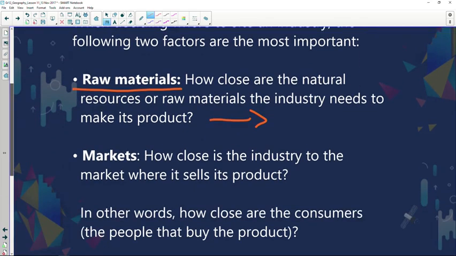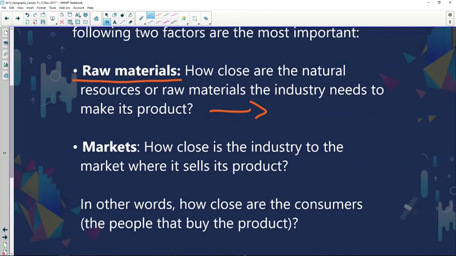And then, like I've mentioned, where's the market? How close is the market so that we can sell this product? Now, keep in mind, it needs to be cost effective. So the closer the market is to the raw materials, the cheaper it is for the companies and the more profitable.